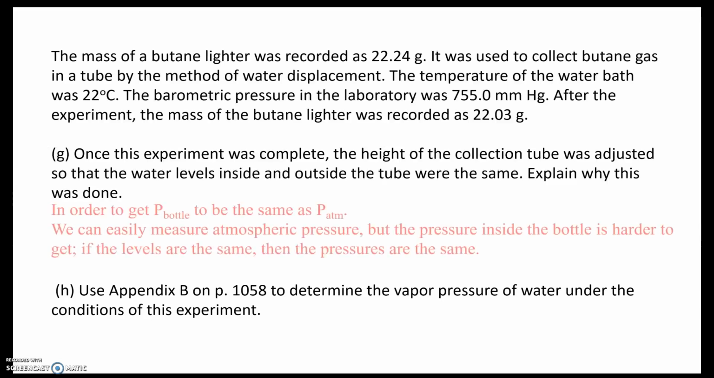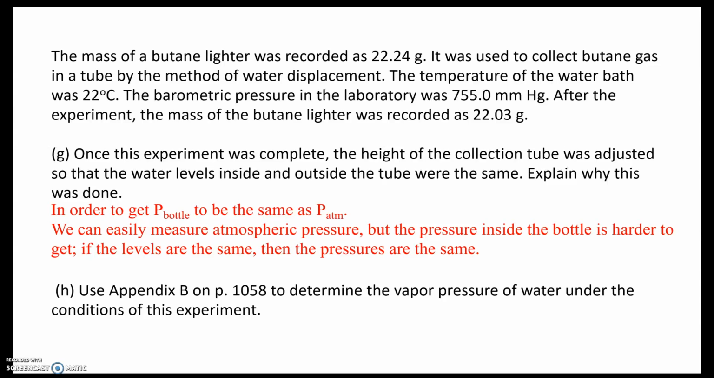Why did we do this? Well, the answer is in order to get the pressure of the bottle to be the same as the pressure of the atmosphere. It's easy to measure the atmospheric pressure. It's hard to measure the pressure inside the bottle. But if the water levels are the same, then the pressures must be the same. All right? Now, the next part is using Appendix B in the back of the book to determine the vapor pressure of water. This is a standard table.